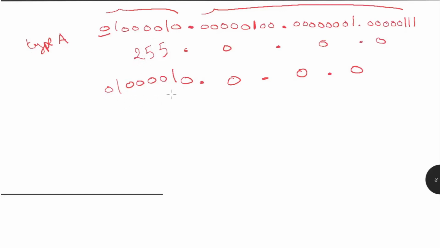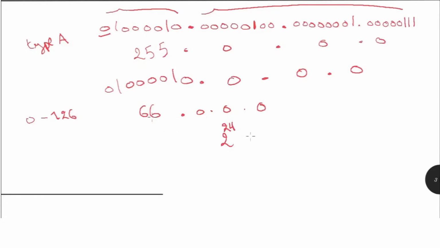And then if I turn this into decimal, I see that I have the first bit set, which means 2 to the power of 1, which is 2, and the sixth bit set, which means 2 to the power of 6, which is 64. If I add them together, I get the decimal representation of my network address, which would be 64 plus 2, and that would be 66. And as we said, type A addresses must range from 0 to 126. So the network address is 66.0.0.0.